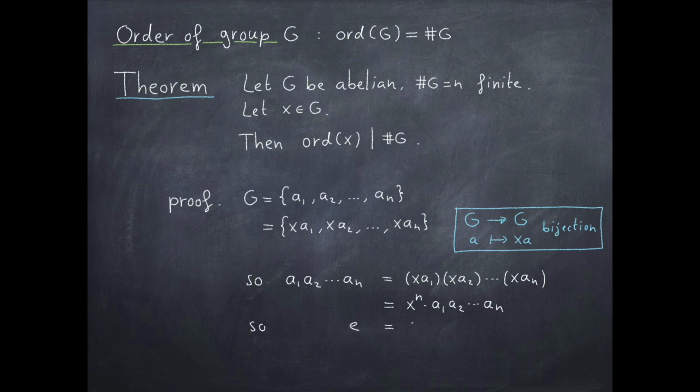Dividing on both sides by the same factor a1 times a2 and so on times an, we obtain that e is equal to x to the power n. We conclude that the order of x must be a divisor of n.